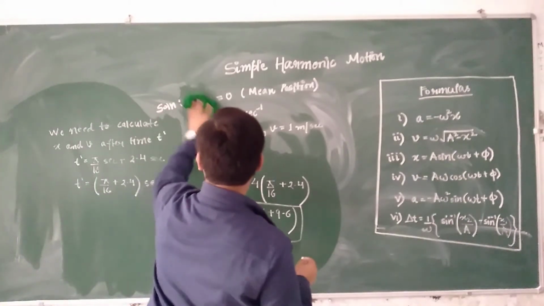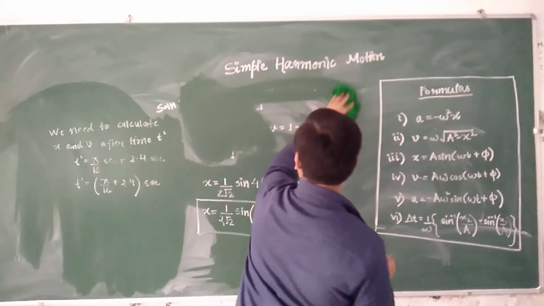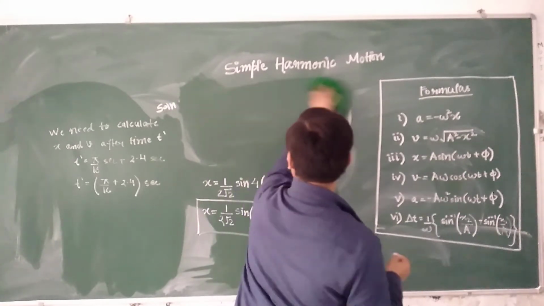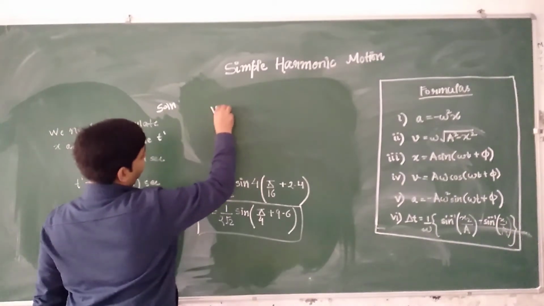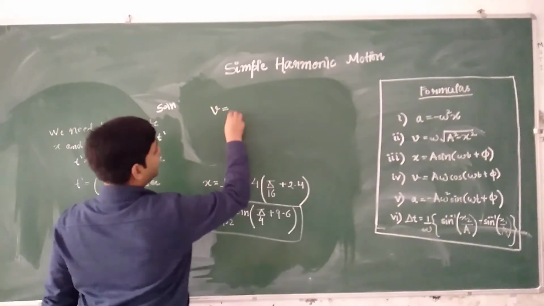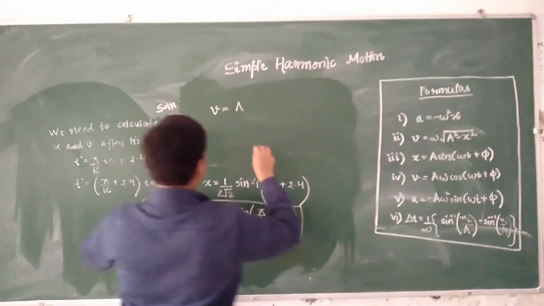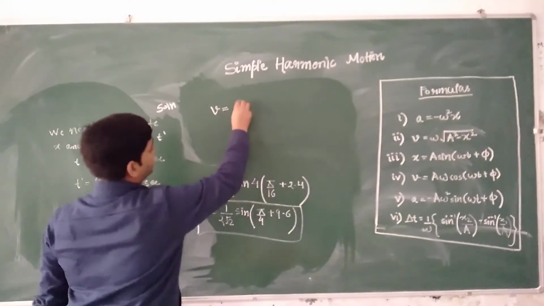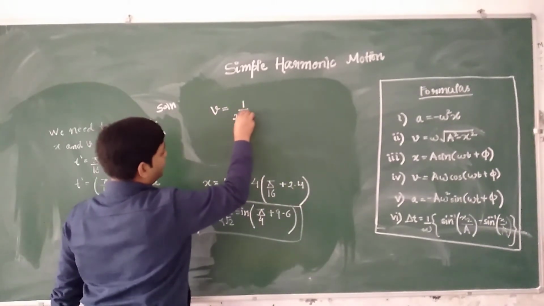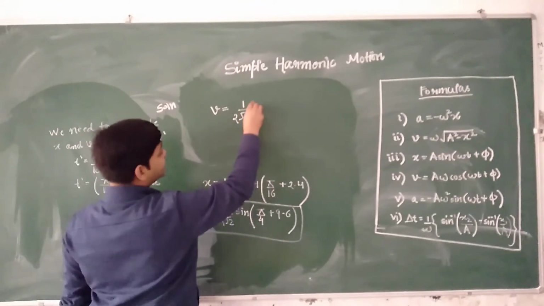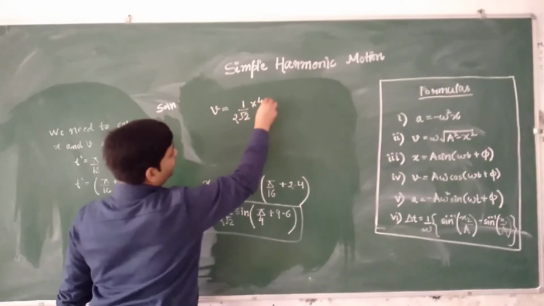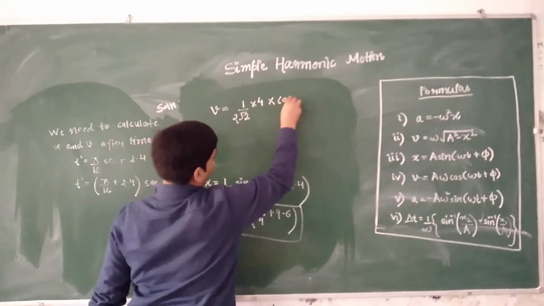So this is the value of x coordinate. And now similarly we can write the value for velocity. The velocity of the particle after time will be given by v is equal to a omega cos omega t. So the value of a is 1 upon 2 root 2 and then we have omega. What is omega? Omega is 4. So a omega into cos omega t.